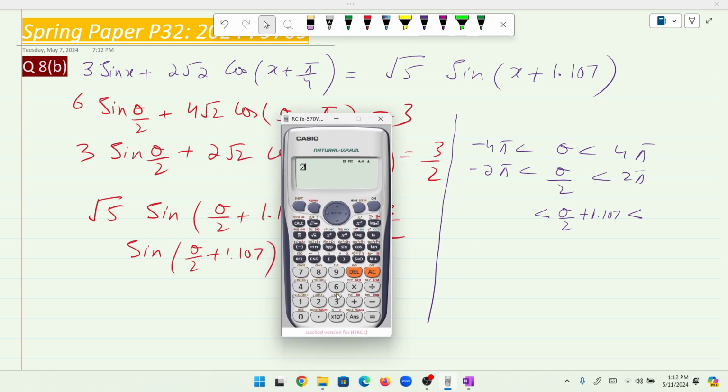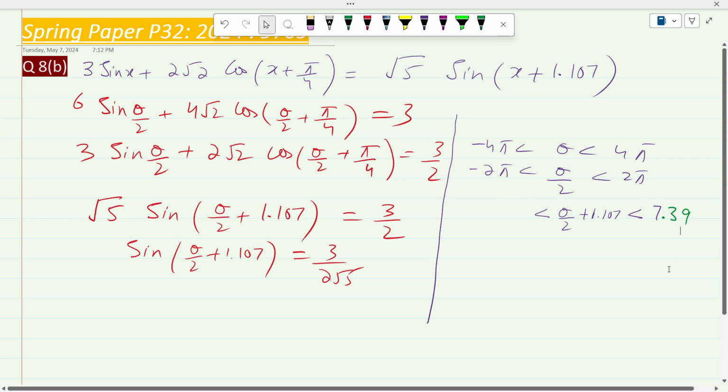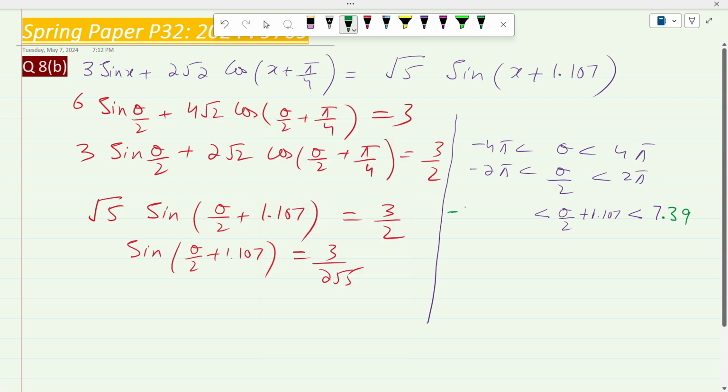So we have 2 times pi plus 1.107 is equal to 7.39. Okay, let's find the lower limit. Theta over 2, minus, so it's minus 5.17. So this is the range within which we have to find all the possible angles. Okay, minus 5.17, 7.39. Now let's start.